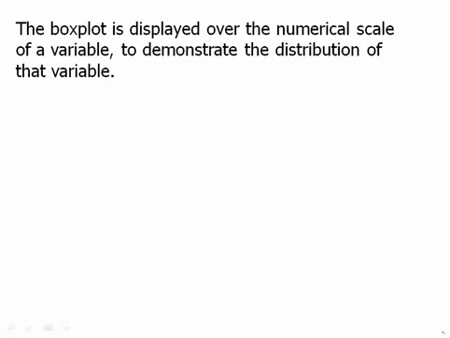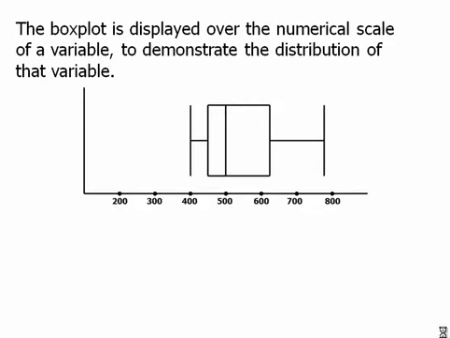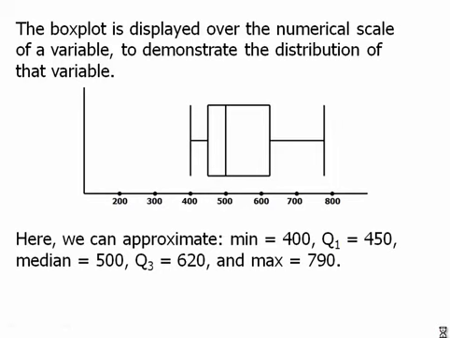The box plot is displayed over the numerical scale of a variable to demonstrate the distribution of that variable. So, for example, here we have a box plot. We don't actually know what this is. This might be, for example, the GMAT scores that we were just talking about, because GMAT is something that goes from 200 to 800. So let's just pretend that these are GMAT scores.